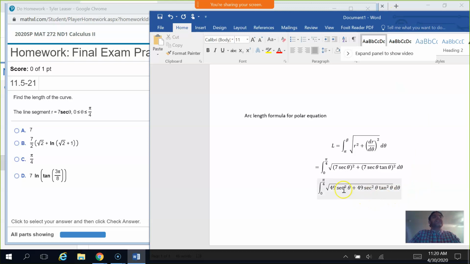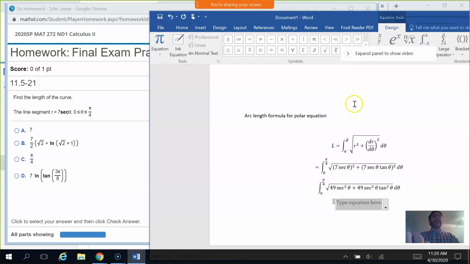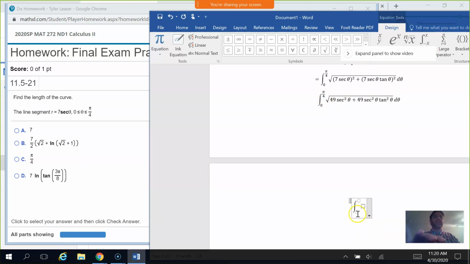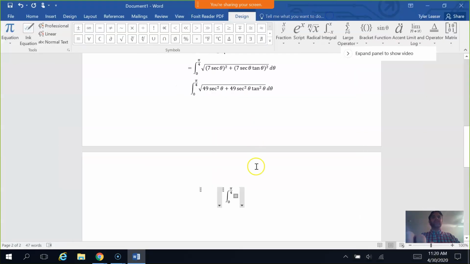But what I'm noticing is that both of these terms have a 49 secant squared in them. So I'm going to factor that out, and in fact, I'm going to factor it all the way out of the square root here. So this is still going to be the integral from 0 to pi over 4. Now I'm factoring out 49 secant squared from each of the terms, but that's a perfect square, so that'll come out of the square root as just 7 secant of theta. We still do have the square root, and now inside the square root we just have what's left over after factoring out that 49 secant squared, which is going to be 1 plus tangent squared.